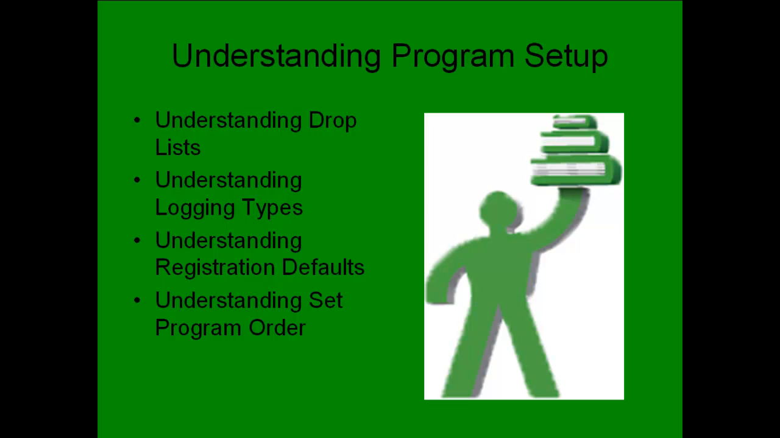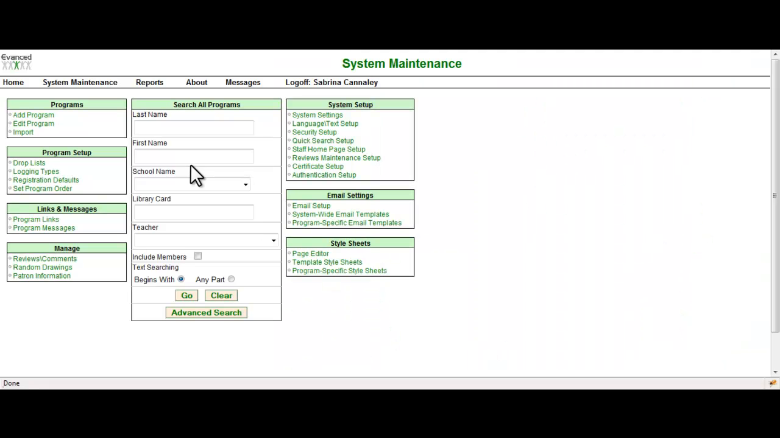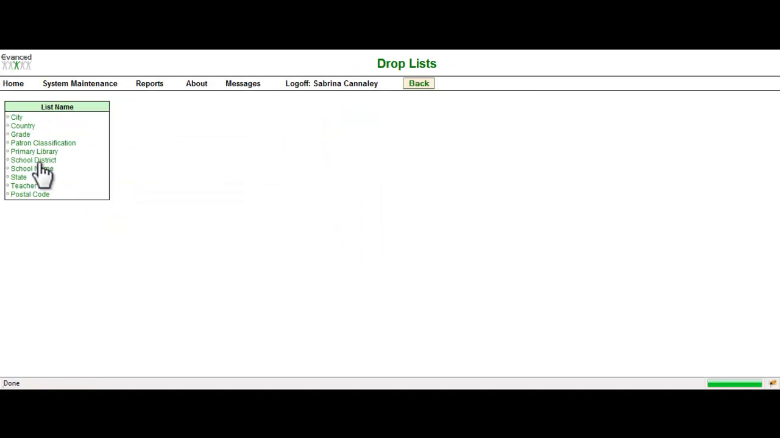The next topic in managing Summer Reader as an administrator is understanding program setup. And the topics that we'll be talking about are understanding drop lists, understanding logging types, understanding registration defaults, and understanding set program order. Starting from the System Maintenance page, let's come over to Program Setup and select Drop-Down List.